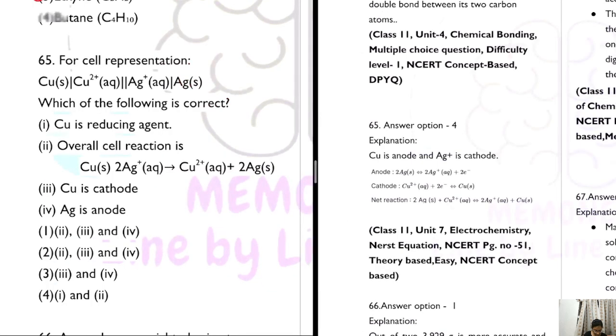For the cell representation, which of the following is correct? I already explained to you the cell representation. Cu is a reducing agent. Oxidation takes place at the left. Oxidation occurs, that is, it will reduce others and act as a reducing agent. So this is the correct statement. The overall cell reaction is given to be this.